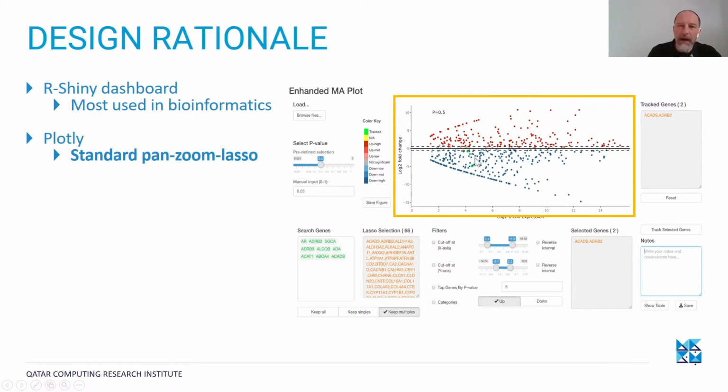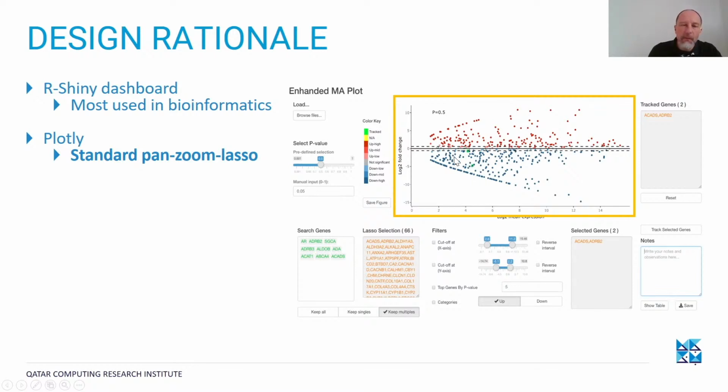Tracking means they are highlighted in this plot to allow for refinement, so we can either select some of them which have been highlighted, or we can look for genes around these specific genes, and so on and so forth.